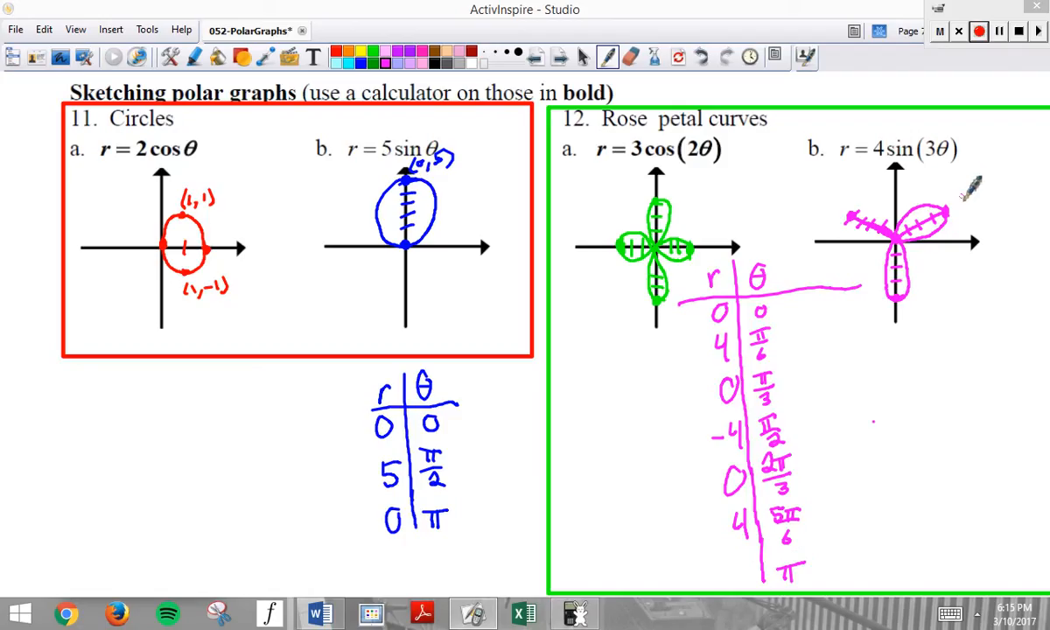Sine of 3 pi. Okay, 3 pi. 1 pi, 2 pi, 3 pi. Sine is 0. 4 times 0 is 0. So this leaf is also tracing back like this.